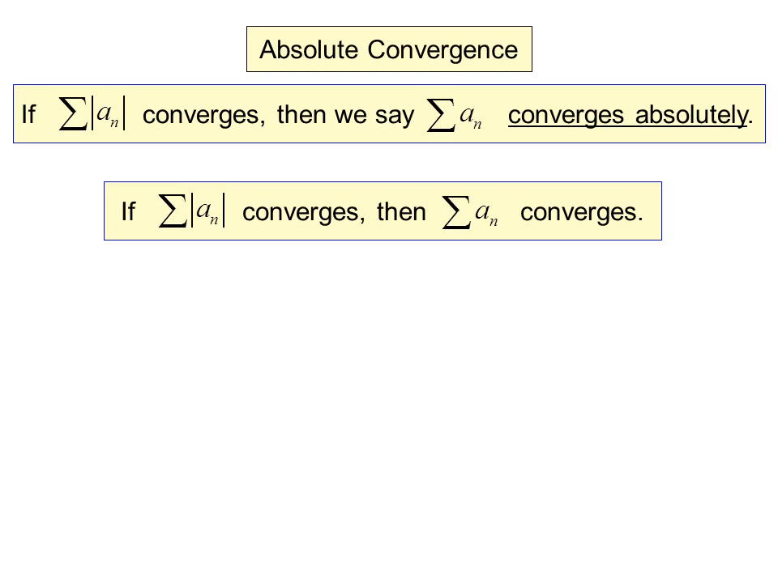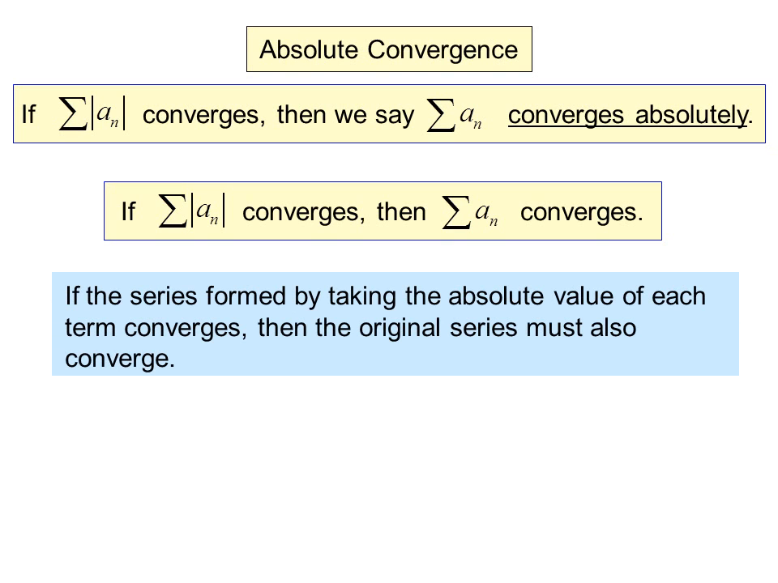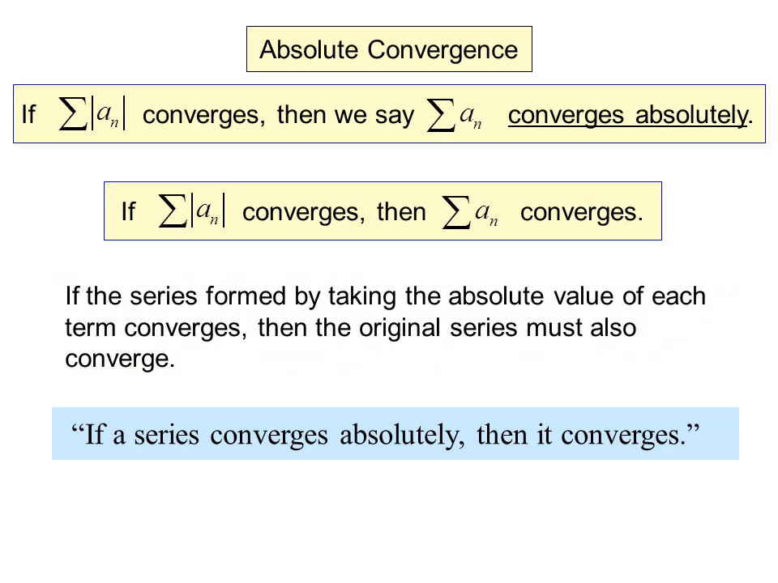If the summation of the absolute value of a sub n converges, then the summation of a sub n converges. In other words, if the series formed by taking the absolute value of each term converges, then the original series must also converge. If a series converges absolutely, then it converges.